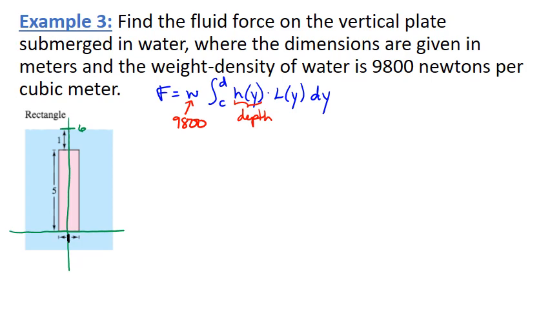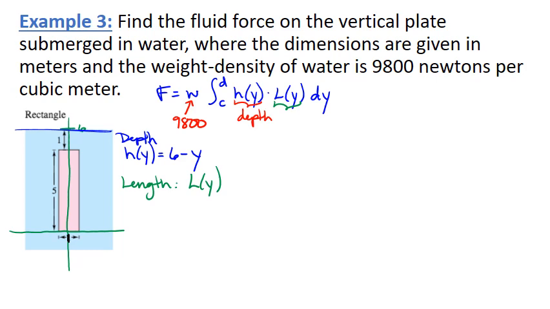So when I'm finding h of y, or the depth, let's call this the depth so you know what I'm talking about. We are going to think of it as top minus bottom. The top is the surface of the water, which is 6. So we're going to represent this as 6 minus y. And this will be the height at different places of this object. Okay, so that's h of y. Then we also need to find the length, which is L of y, of this object. The length of this object is 1. That does not change, so that's pretty straightforward.